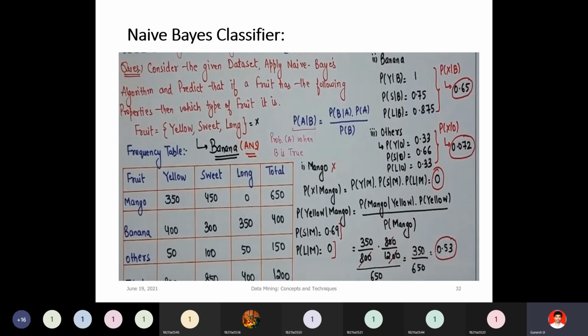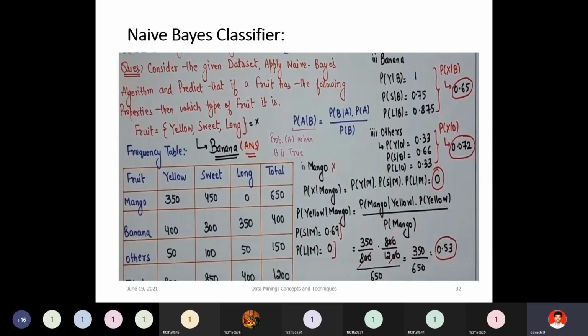P of yellow by banana, sweet by banana, long by banana. You have to multiply all these, then you can get P of x by banana equal to 0.65. In the same way for others, P of yellow by others, sweet by others, long by others. You get these probabilities, and you just multiply all these, then you can get 0.072.